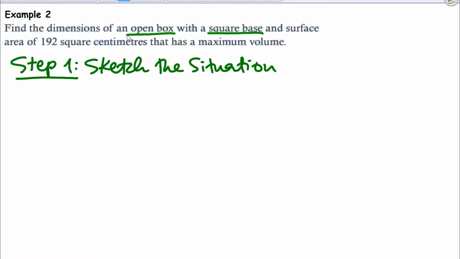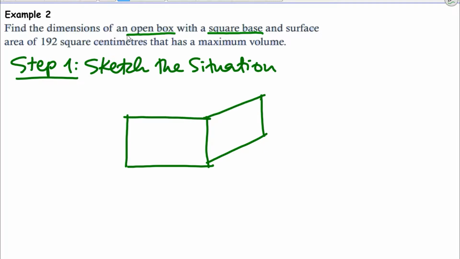And what we have is a box with a square base. So something like that. We don't know what the height is, but we'll soon find out. Okay, so this is my box. Now it has a square base.